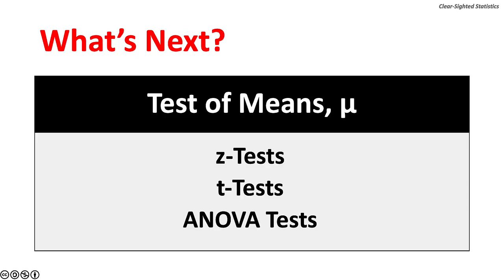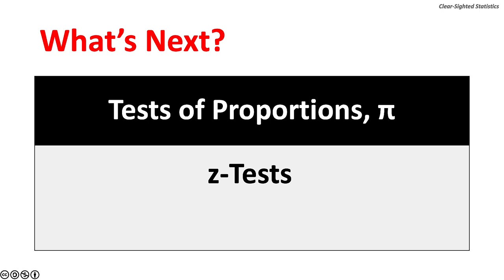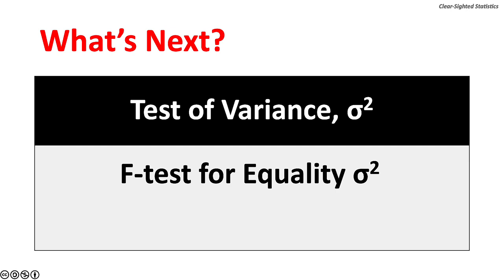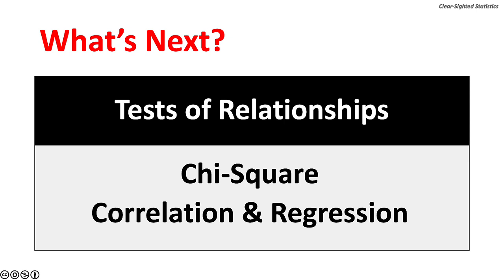What's next? In the remaining chapters of Clear-Sighted Statistics, we will cover a variety of hypothesis tests. Tests of the mean include a variety of z-tests, t-tests, and ANOVA tests. There are also one and two sample z-tests for proportions. There is also an F-test for equality of variance. This test, as we shall see in Chapter 15, is used to determine which of the two sample t-tests for independent sample means is appropriate. There are also tests of relationships, including chi-square tests and correlation and regression tests.